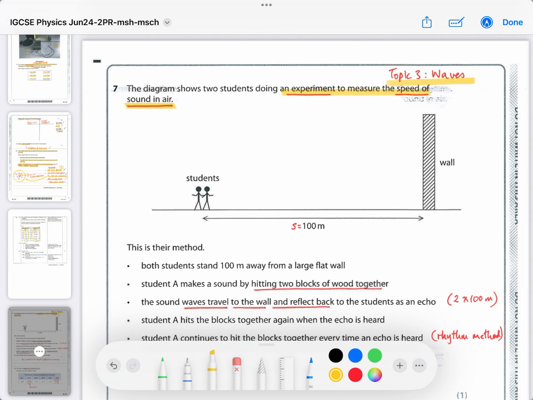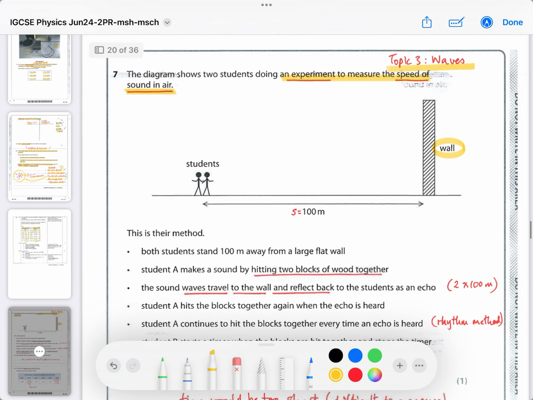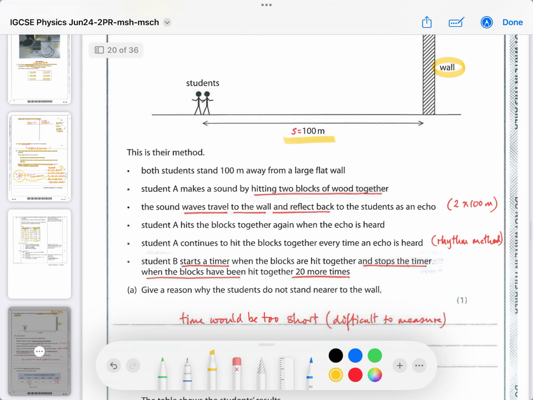So the students are doing an experiment using this wall, which is exactly how I used to do it. Yes. The students are going 100 meters away, which is exactly the distance I used when I used to do this with my GCSE students. So the sound is being produced by the students. It goes there, and then it comes back to them. So it goes 200 meters by the time it's gone there and reflected back.